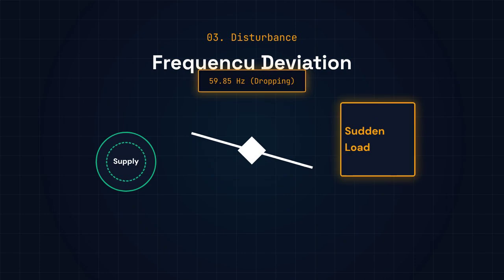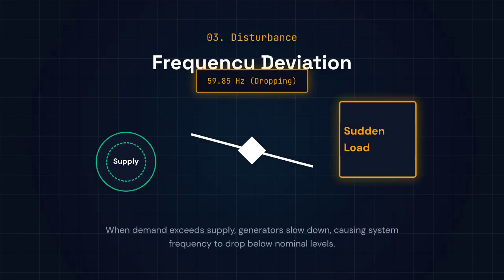But the grid is never perfectly balanced. When a large factory suddenly switches on, demand spikes. With more load than generation, the generators slow down under the extra burden. Frequency drops below nominal. In severe cases, this can cascade into blackouts. The system needs an automatic response.